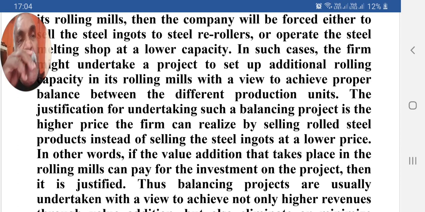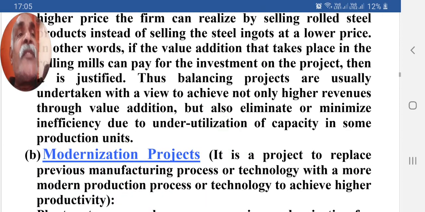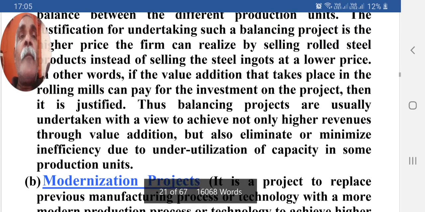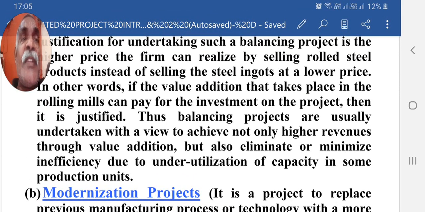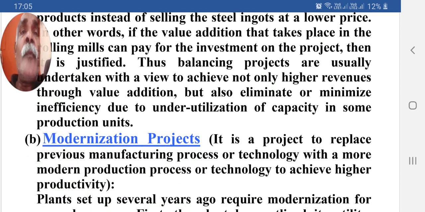The justification for undertaking such a balancing project is the higher price the firm can realize by selling rolled steel products instead of selling the steel ingots at a lower price. In other words, if the value addition that takes place in the rolling mill can pay for the investment on the project, then it is justified. Thus, balancing projects are usually undertaken with a view to achieve not only higher revenue through value addition, but also eliminate or minimize inefficiency due to underutilization of capacity in some production units.